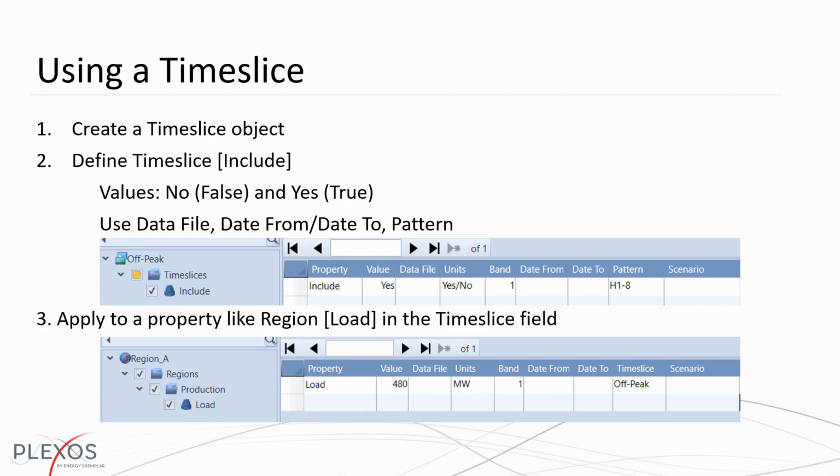Using a time slice. First, we create a time slice object by right-clicking on the time slice class in the objects tree and selecting New Time Slice. We would then name the time slice. In this example, the name of the time slice is off-peak.